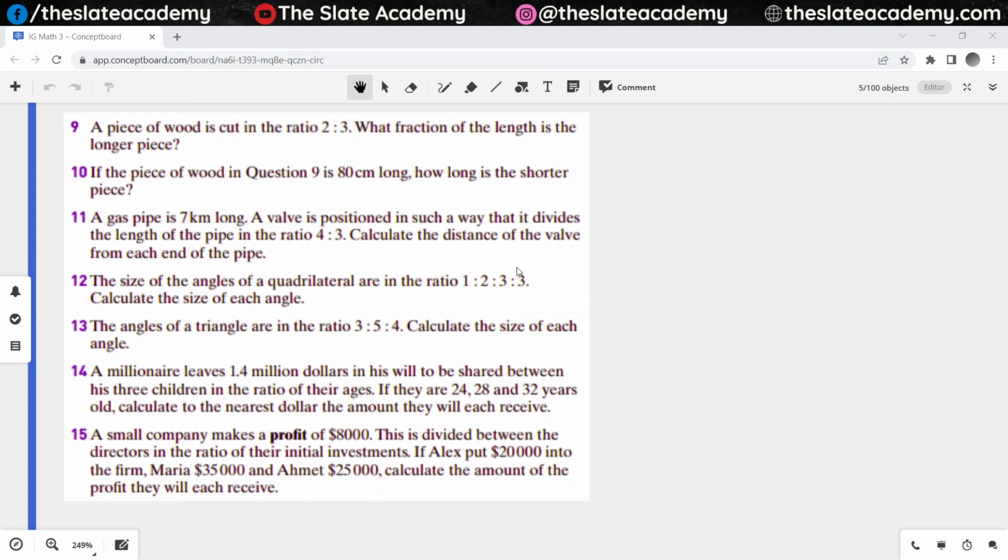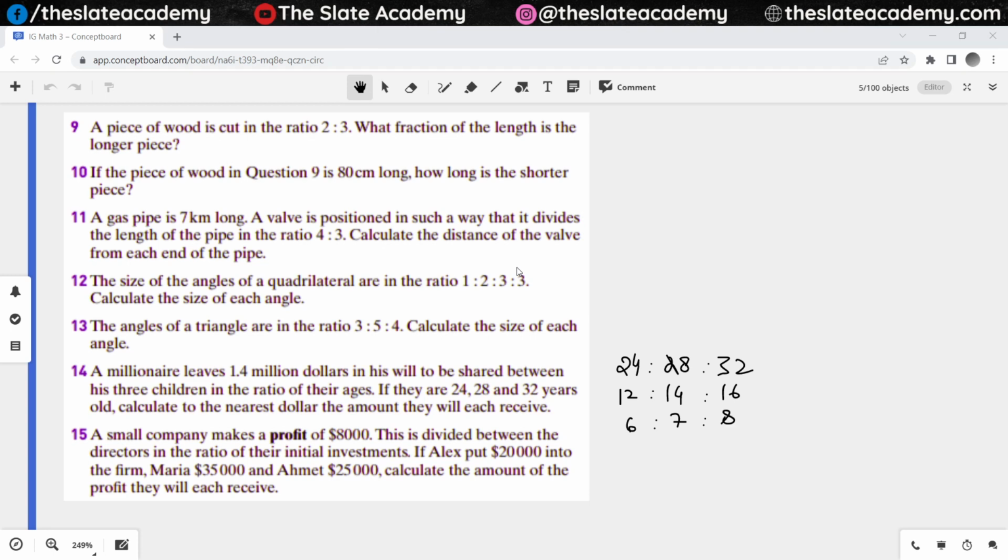I will write down the values of their ages. So their ratios would be 24 ratio 28 ratio 32. I can in fact simplify this ratio. If I divide all the values by at least 2, I'll get 12 ratio 14 ratio 16. Again, I can divide it by 2. So initially I could have divided by 4. This would become 2 6s are 12, 2 7s are 14, 2 8s are 16.